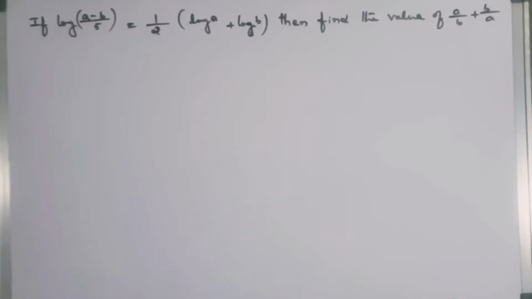So in this session, we'll discuss the remaining problem of logarithms. Let us go for the question. If log base 10 of (a minus b) by 5 equals 1 by 2 of (log base 10 of a plus log base 10 of b), then find the value of a by b plus b by a.